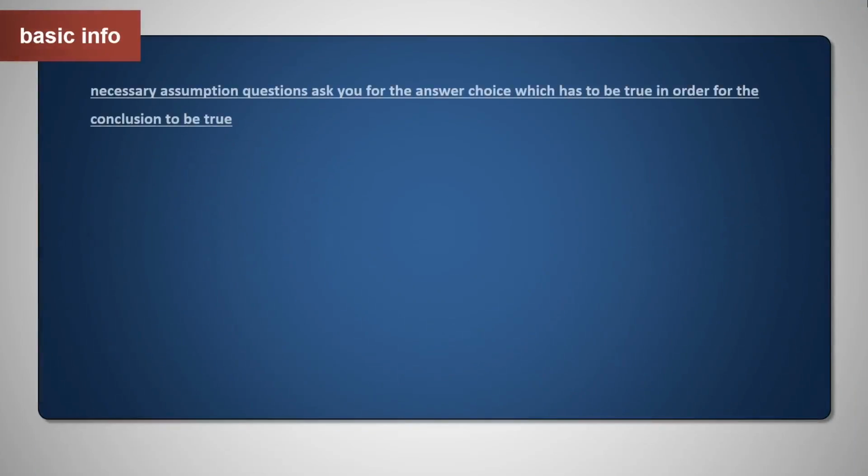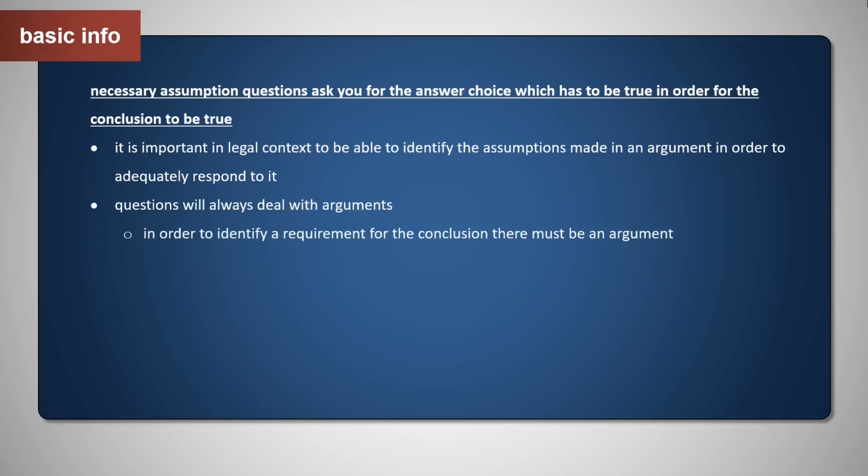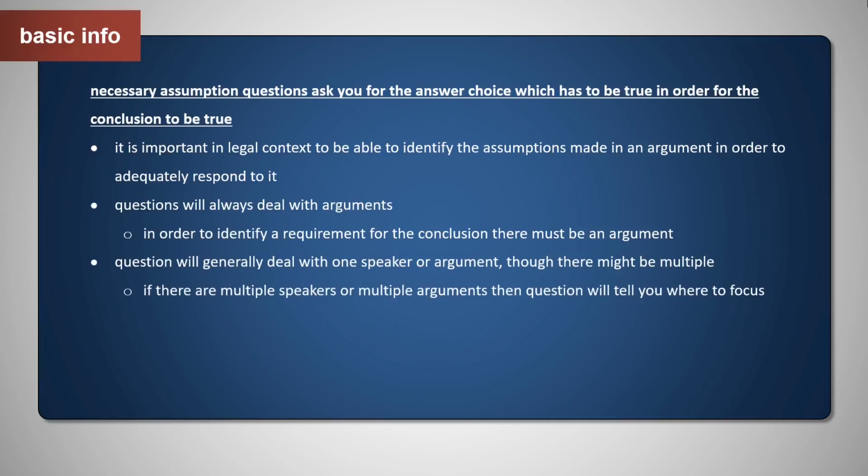Alright, in terms of basic information, necessary assumption questions ask you for the answer choice which has to be true in order for the conclusion to be true. Now, it's important in a legal context to be able to identify the assumptions made in an argument in order to adequately respond to it and understand what the implications of an argument are. So the questions are always going to deal with arguments, because in order to identify a requirement for the conclusion, there must be an argument. The question will generally deal with one speaker's argument, though there might be multiple, and if there are multiple speakers or multiple arguments, the question is going to tell you where to focus.